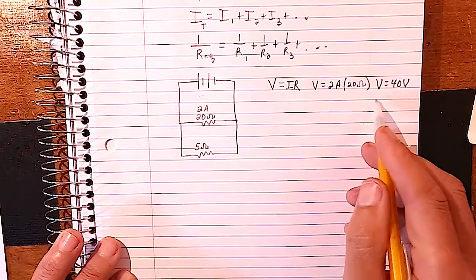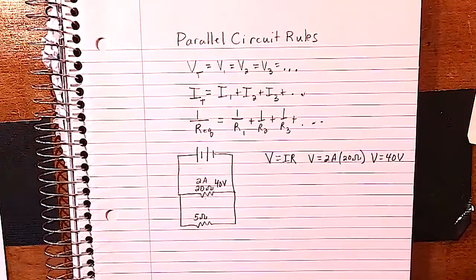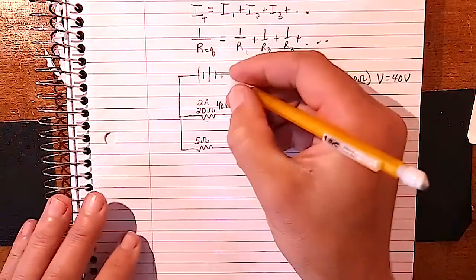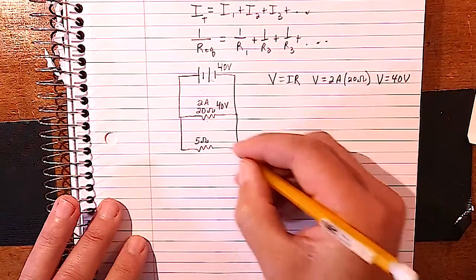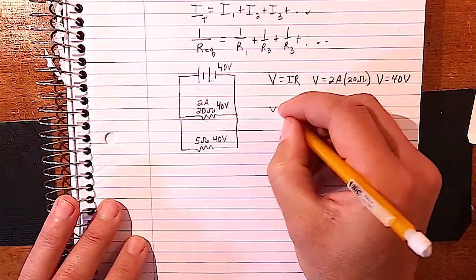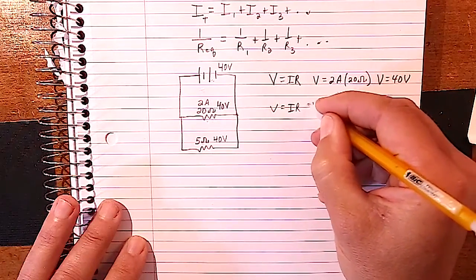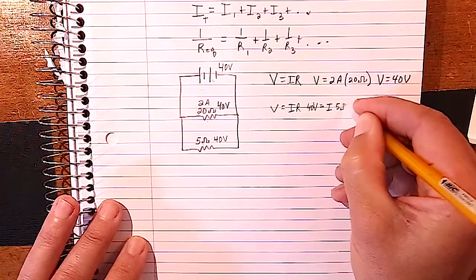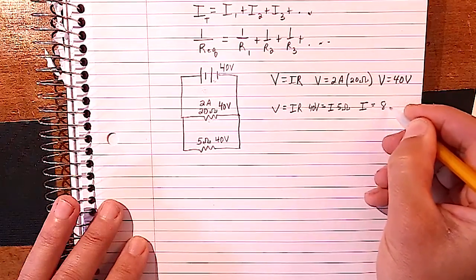Now, if it's 40 volts here, we can fill that in as 40 volts. But remember that the voltage rule says that the voltages have to be equal everywhere. So that means the voltage on this battery right here, the total, is also 40, and down here it's 40. So we can again apply VIR, and that gives us, let's see, 40 volts is equal to I times 5 ohms. So our current is equal to 8 amps.